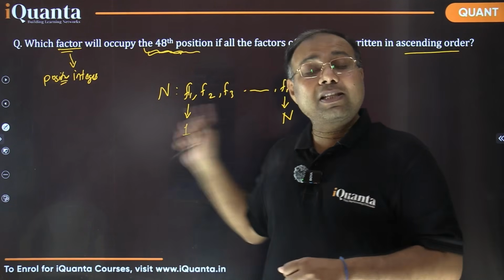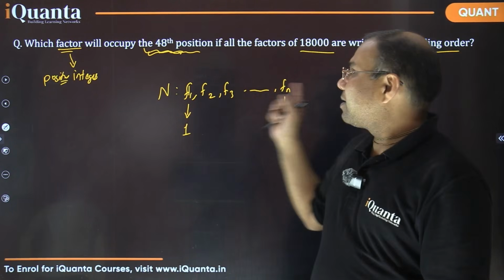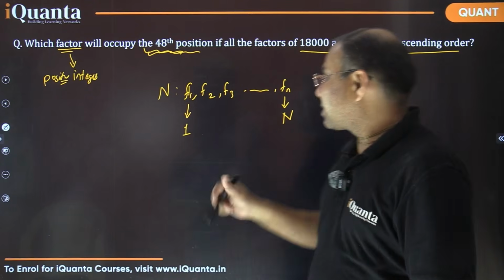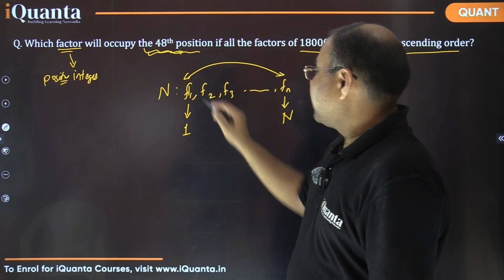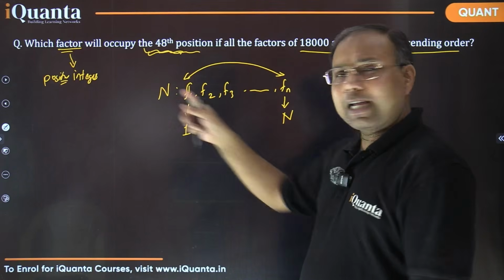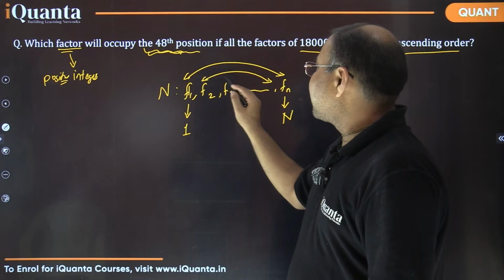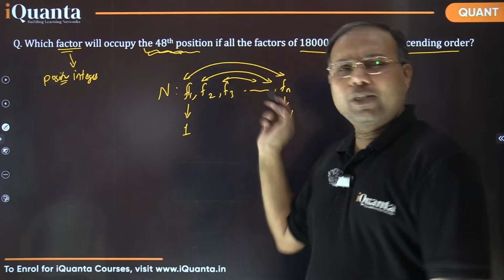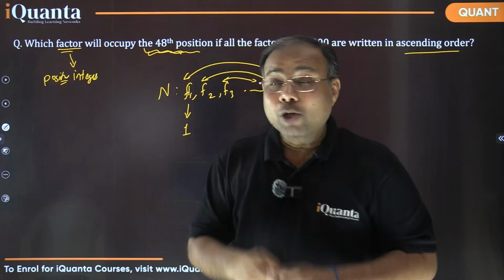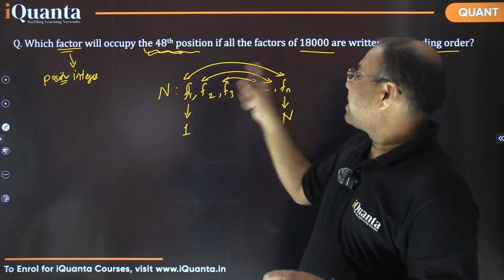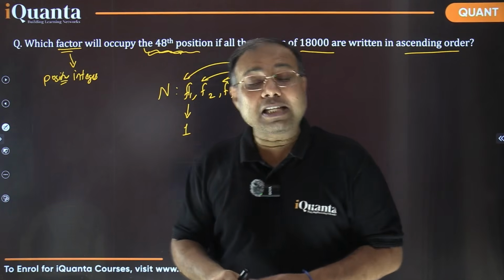Now why are we discussing this? Because to understand a very basic fact: all the factors always appear in pairs in such a way that the product of the first and last, as you can see here, 1 into n, that is n only, will always be equal to the product of the second and second last, third and third last, and so on. The product of each pair is always equal to the number.